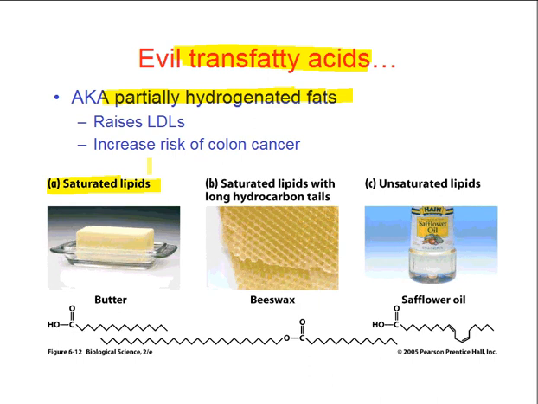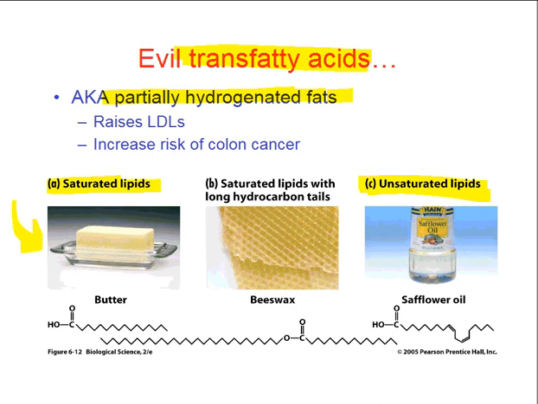And because of that, it tends to be solid at room temperature, such as butter. On the other hand, unsaturated fats, remember, do not have the maximum number of hydrogens attached, and as a result, they are more of a liquid or an oil at room temperature, like the safflower oil.